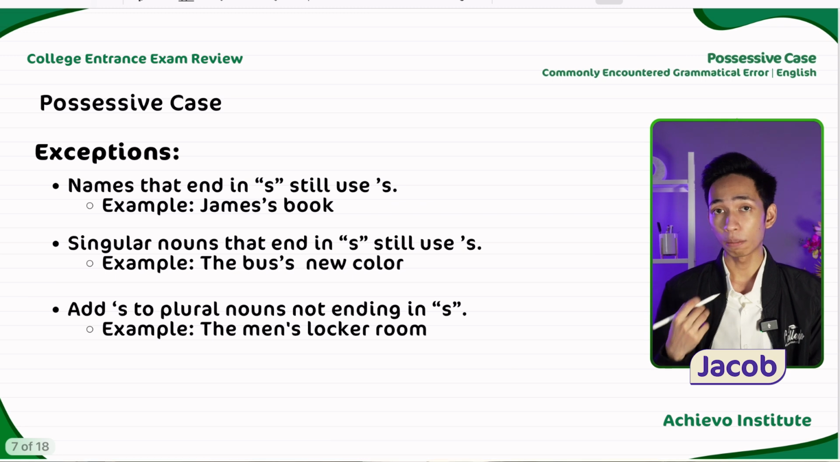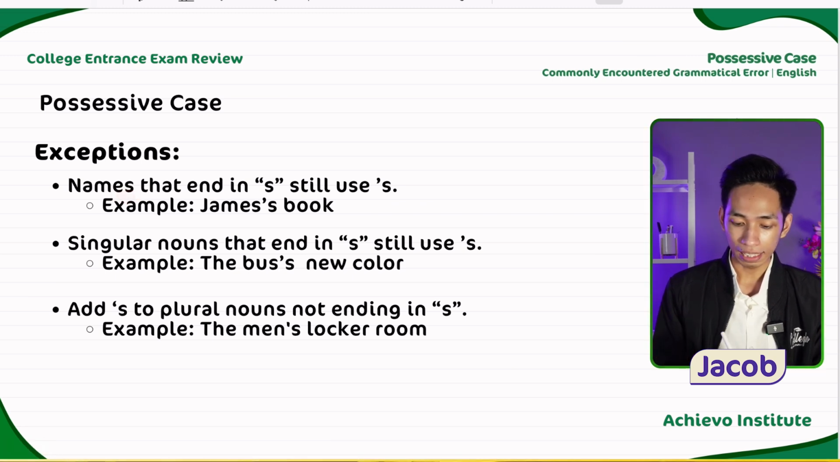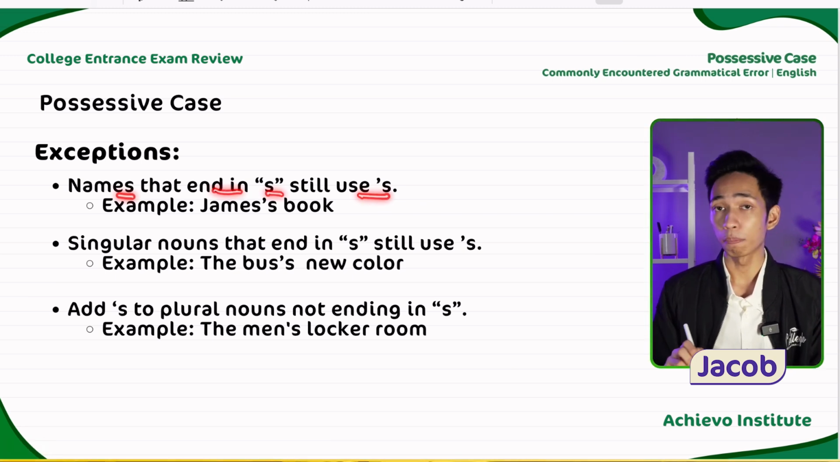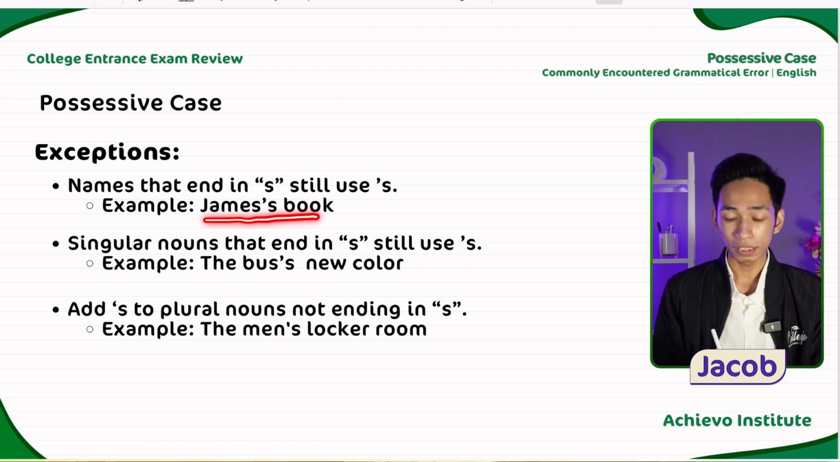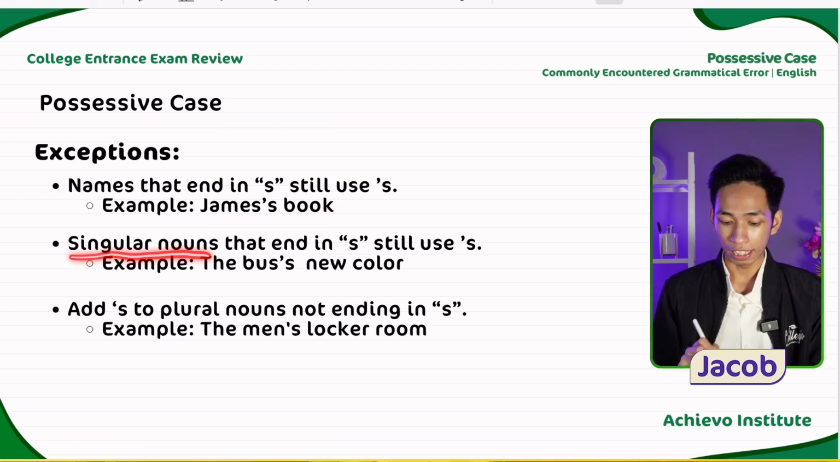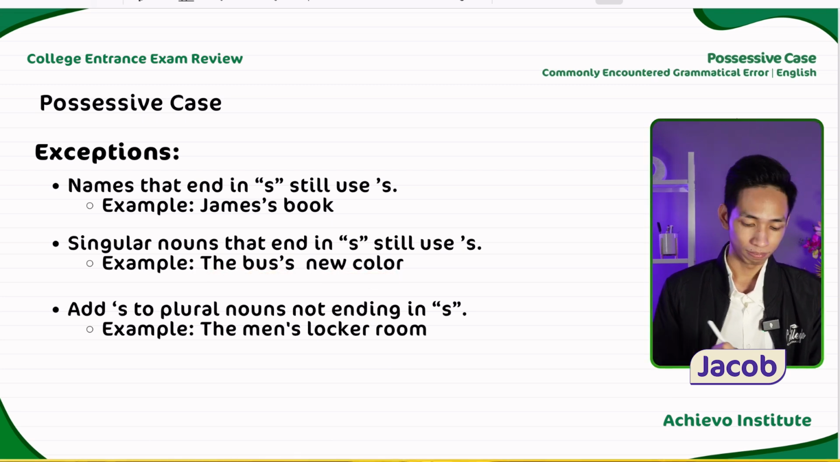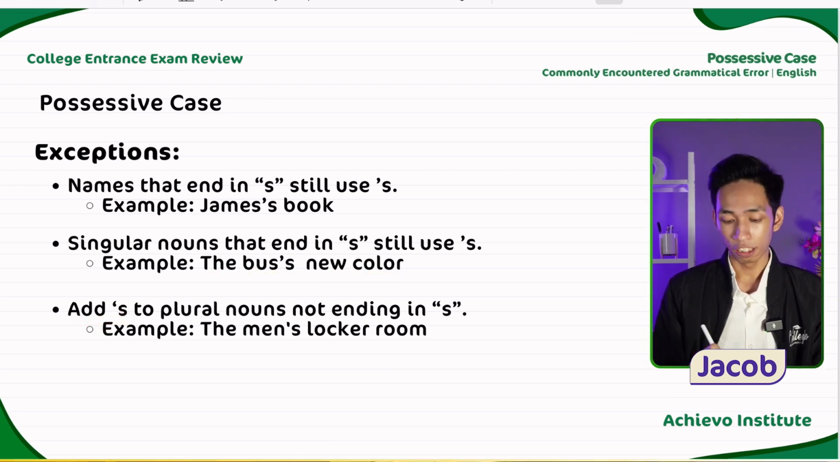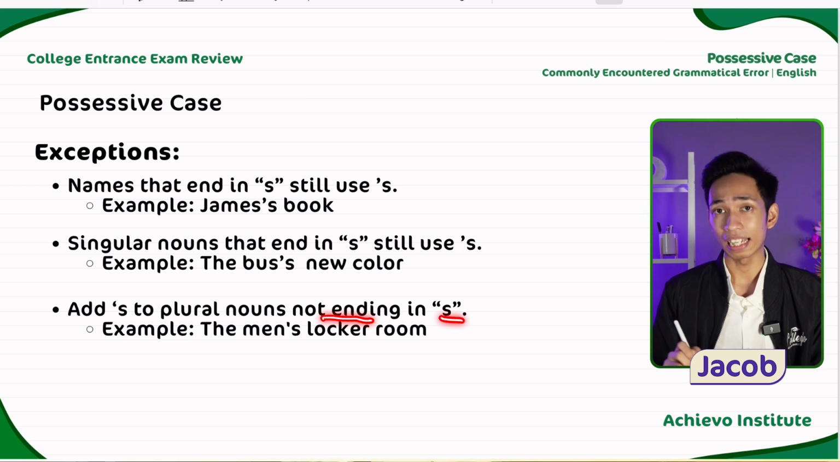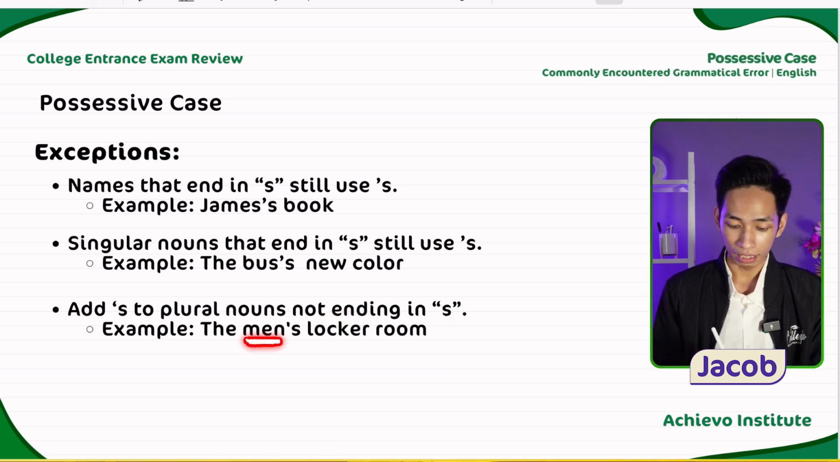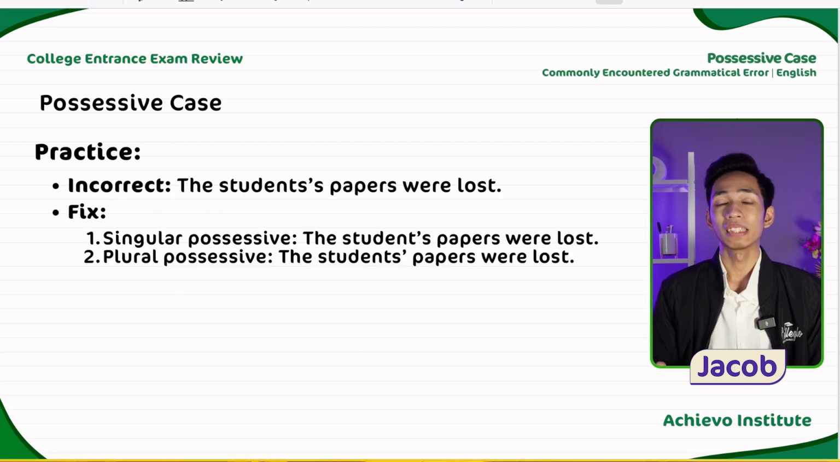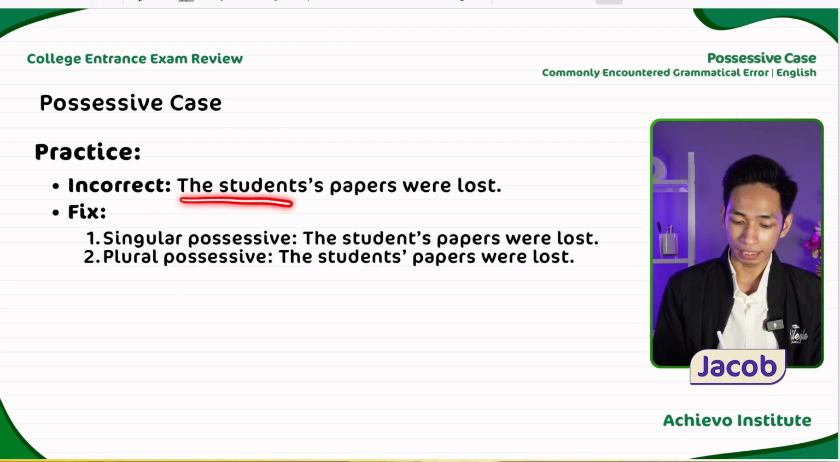But there are exceptions. First, names that end in s still use apostrophe s. For example, James's book. Another one, singular nouns that end in s still use apostrophe s. For example, the bus's new color. Lastly, add apostrophe s to plural nouns not ending in s. For example, the men is a plural noun, but we still added apostrophe s since it is not ending in s.